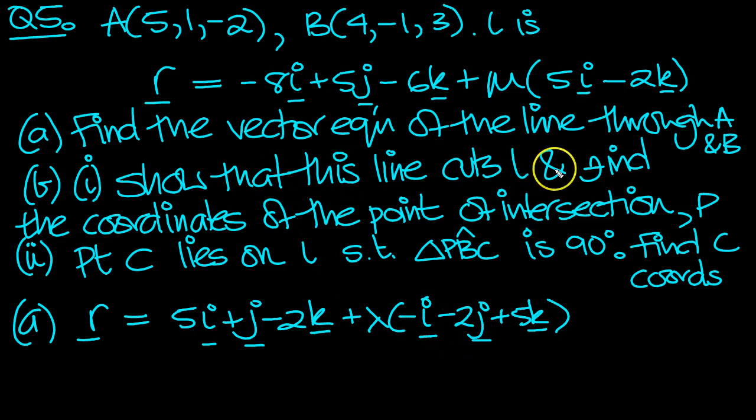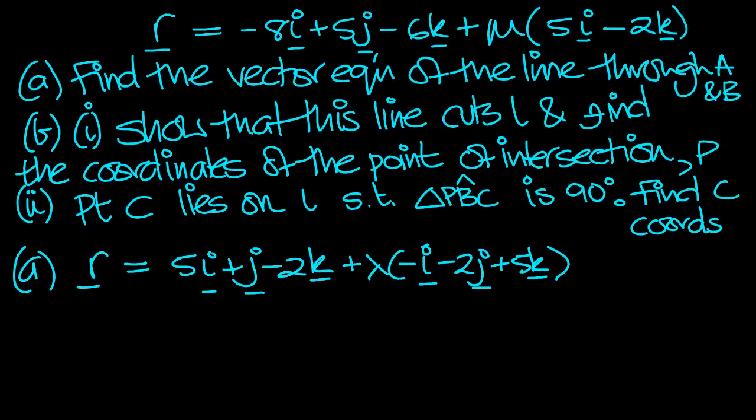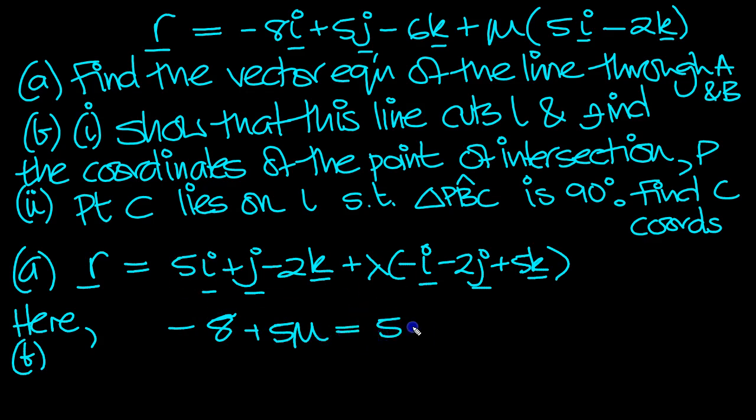Show that this line cuts line L and find the coordinates of the point of intersection. Here's the line L. For it to be compatible, we need to show the x, y and z components are all the same at a particular value of mu and lambda. So minus 8 plus 5 mu is the x component for the first line, and 5 minus lambda is the x component of the line AB. Then the y component: 5, as there are no j's, is equal to 1 minus 2 lambda.